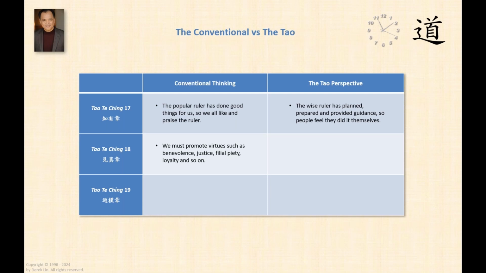Also, as pointed out in previous slides, forced, contrived virtues, they don't come from the heart. They lack authenticity. So think about it. Fake, pretentious virtues can be worse than no virtues at all, because it's just so pretentious. It is so fake. It's not even real. So from the Tao perspective, what would be something that's better? Like the highest level of rulers compared to the popular ruler.